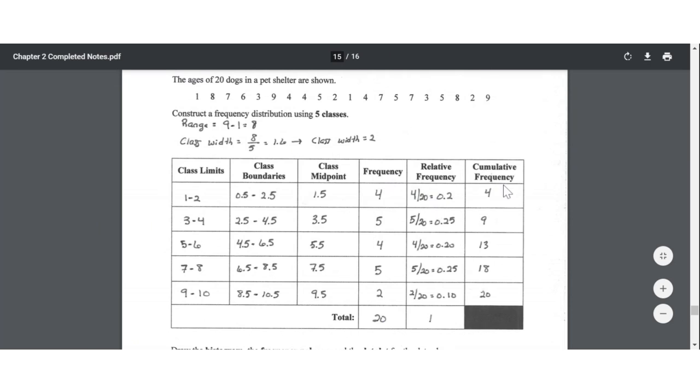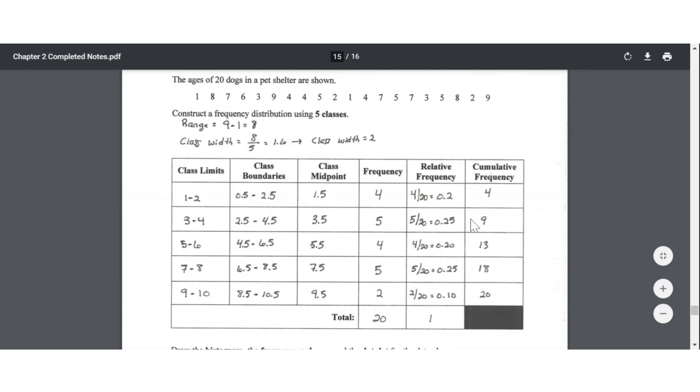And then the cumulative frequency would be 4 because this is the first class. So the cumulative frequency of the first class is just the frequency. Next we want to find the frequency between 3 and 4. So we have 1, 2, 3, 4, 5. So the frequency of that one is 5. Then the relative frequency would be 5 over 20, which is equal to 0.25.